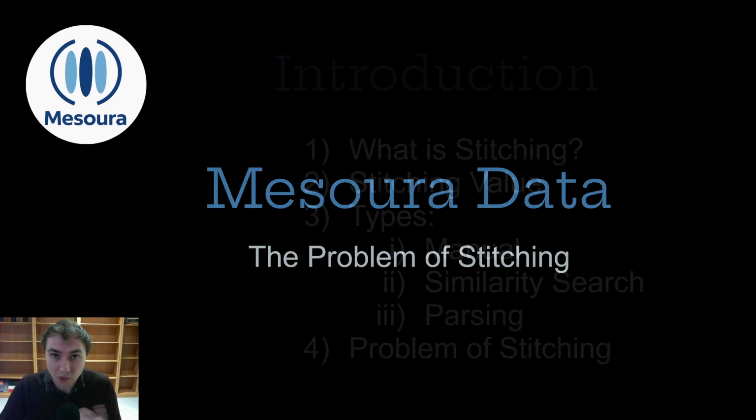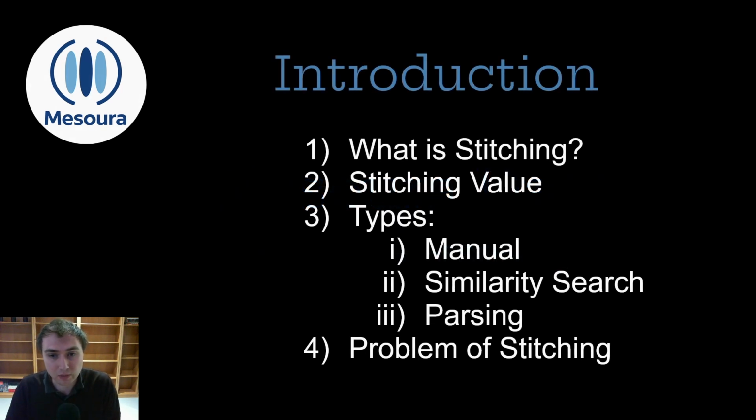So, what is stitching? What are we going to be talking about here? Firstly, I want to explain what stitching is and how it relates to Lineage. Secondly, the value of stitching. So what are the benefits of being able to do this in terms of being able to see the whole picture for metadata? Thirdly, the three types of ways in which you can do stitching. And fourthly, why it's so difficult, not just with those types, but more broadly.